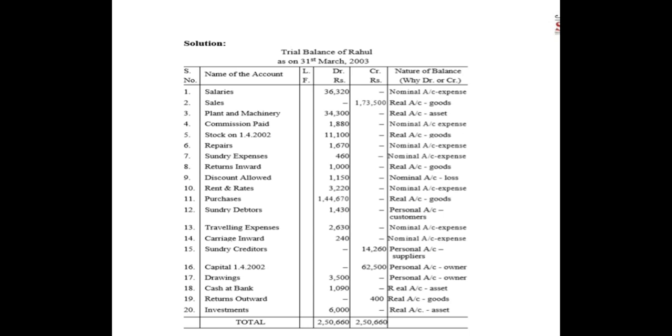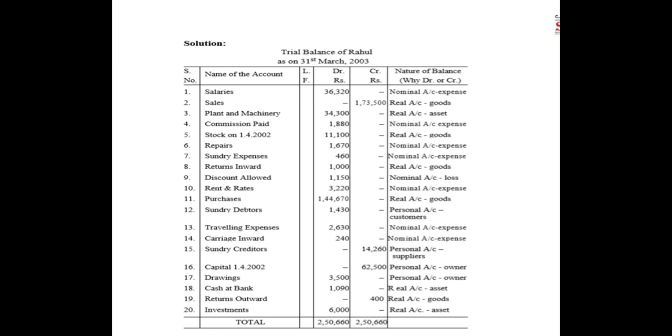Discount allowed comes in the category of nominal account. Whatever the expenses and losses are, all the expenses and losses are debited, so it should be debit. Purchases, rent and tax rates, expenses, again it should be debit. Purchases, goods comes in the organization as per the real account, it should be debited. Sundry debtors comes in the category of personal account, means customers, receivers are debited and givers are credited, so it should be debited. Traveling expenses, again it is expenses and comes in nominal account, it should be debited.